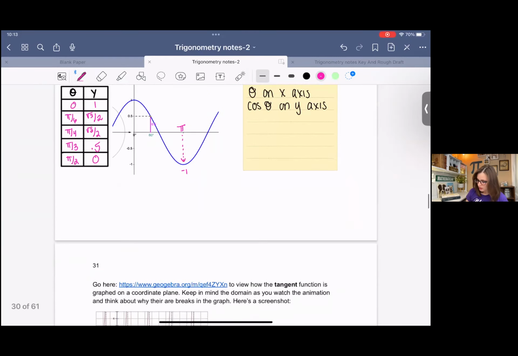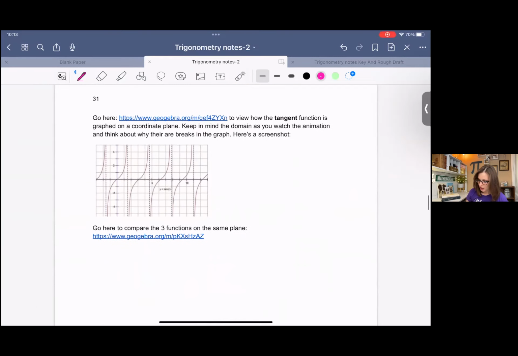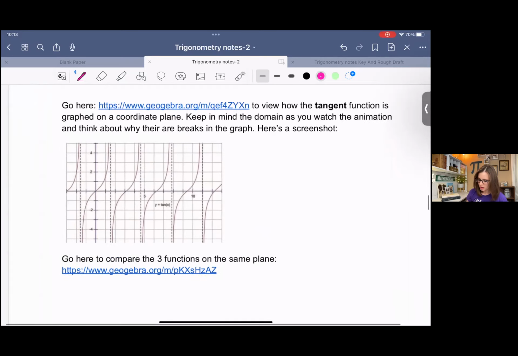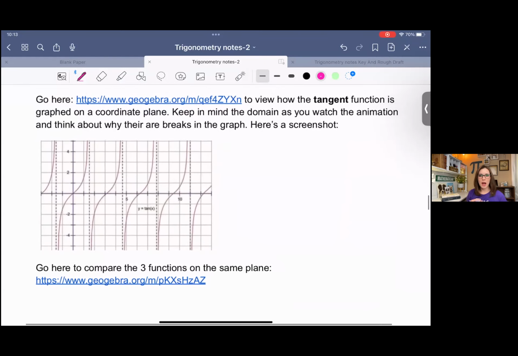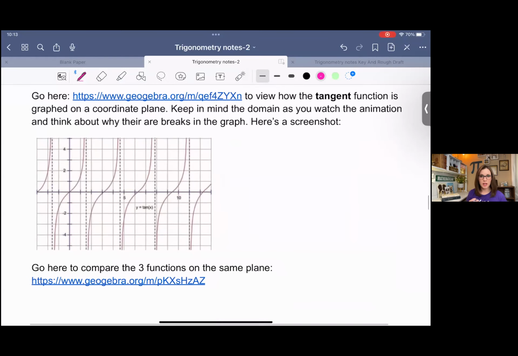All right, so we can do the same thing for tangent. And if you remember for tangent, there were some asymptotes because of the denominator. There were some values that we had to exclude from the domain because they made the denominator 0. So if you want to, you could go ahead and do a little table of values for some reference points here, click on that link, watch the graphic, and make some notes for this graph.